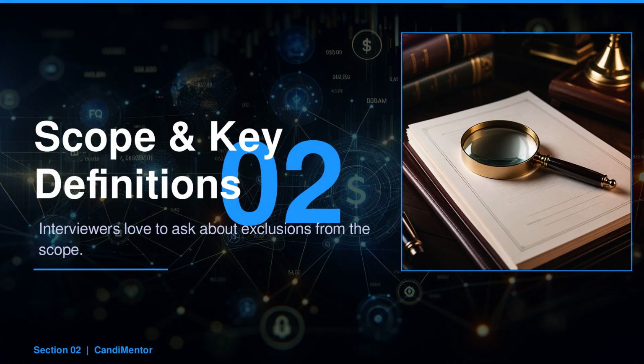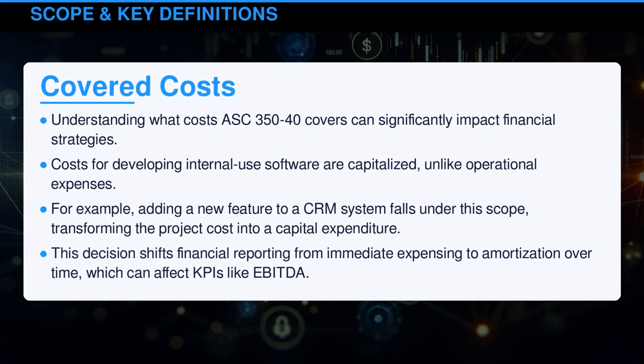Many forget that costs for software developed for sale aren't covered here, a classic interview trap. Scope determines what costs are capitalized or expensed. Missing this can skew financials. Here's why getting it right is critical. Understanding what costs ASC 350-40 covers can significantly impact financial strategies.